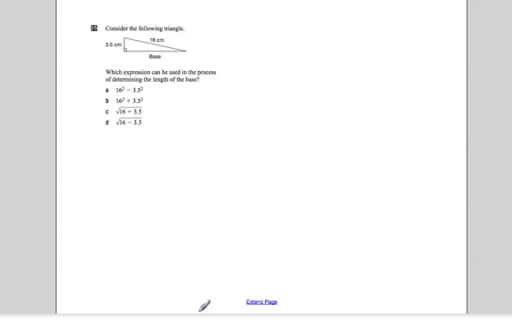Consider the following triangle. Which expression can be used in the process of determining the length of the base? Well, remember this is c squared equals a squared plus b squared, which is the Pythagorean theorem. And we're going to use then subtract a squared from both sides. So b squared is equal to c squared minus a squared. Now b squared is going to be the length of this leg, where we're saying it's the base.